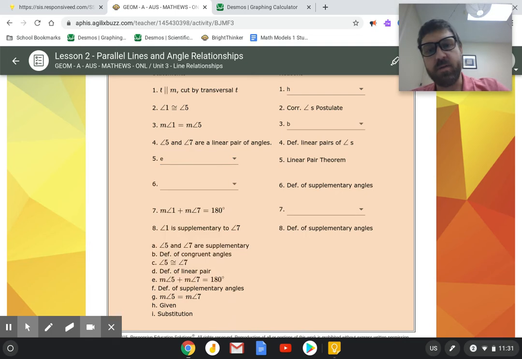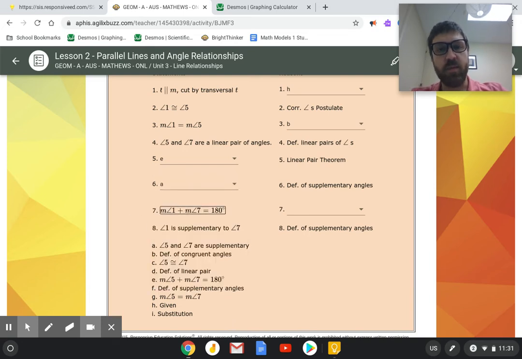Next, what are we doing? Definition of supplementary angles. Well, that means I need to find a statement that says something about supplementary angles. Well, we've already been dealing with angle 5 and angle 7, so it's got to be that. So we're saying angle 5 and angle 7 are supplementary. That is A.